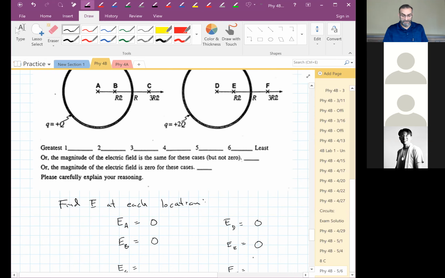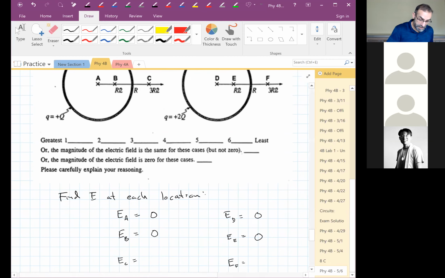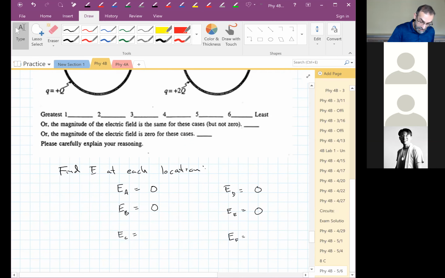Okay. Now, outside, what does this thing look like? A point charge at the origin because it's spherically symmetric. So we can treat it like a point charge at the origin. So for the first one, here's C, it's KQ over the distance squared, which is 3/2 R squared. 4/9, I think that comes out to, KQ over R squared.